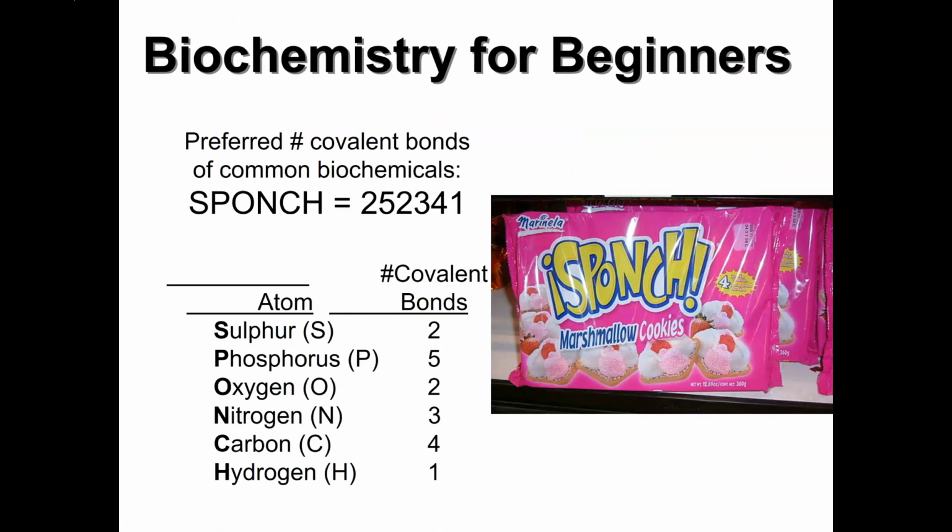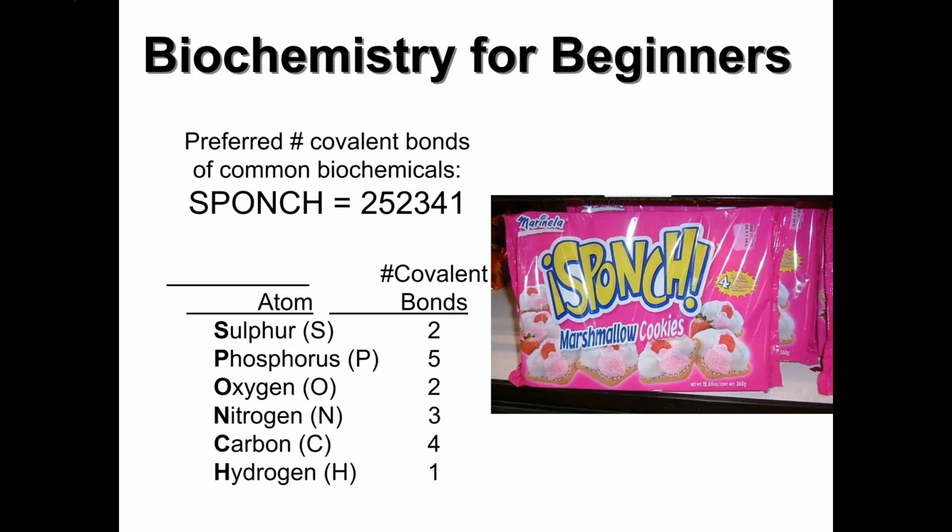First, you're going to need to remember the acronym SPONGE. If you've ever had these marshmallow cookies, that might help you remember it. I don't like them. They're too sweet. But there must be enough folks out there that do like them because I still see them in markets. SPONGE stands for the different elements that are important to life. Sulfur is the S, phosphorus is the P, O is oxygen, N is nitrogen, C is carbon, and H is hydrogen. The chemical symbols for these elements are just the letter.